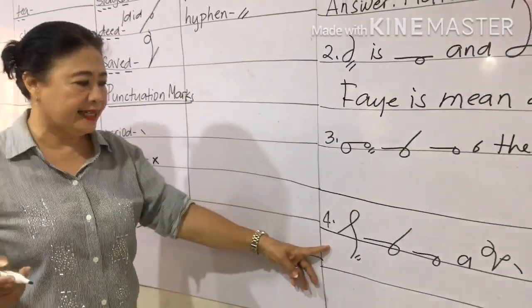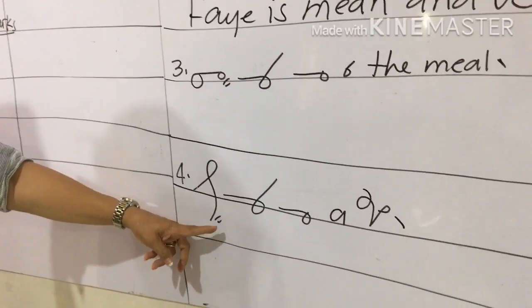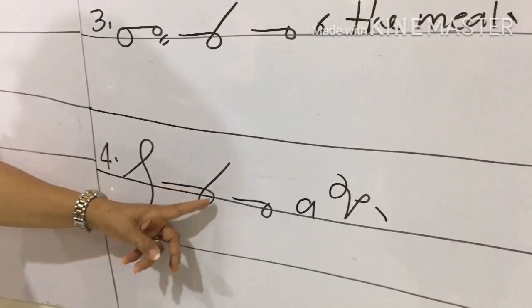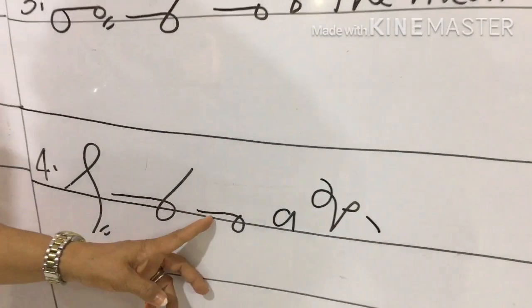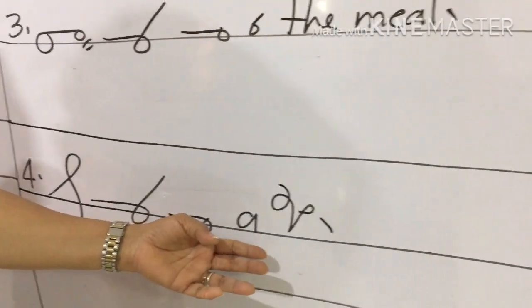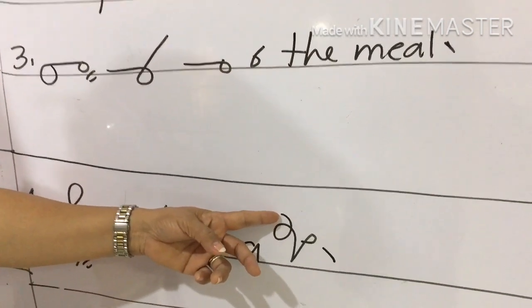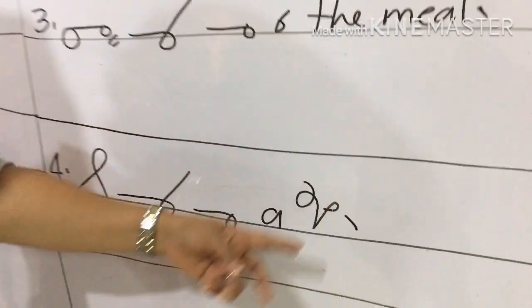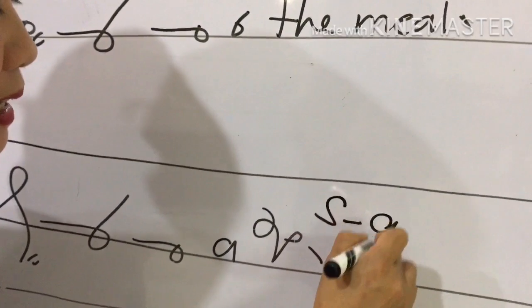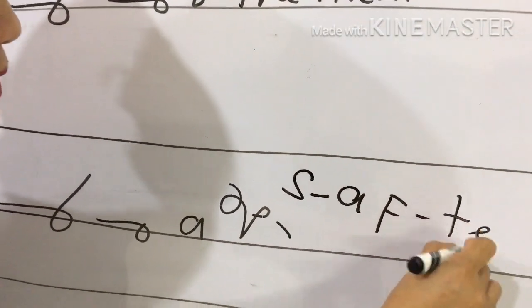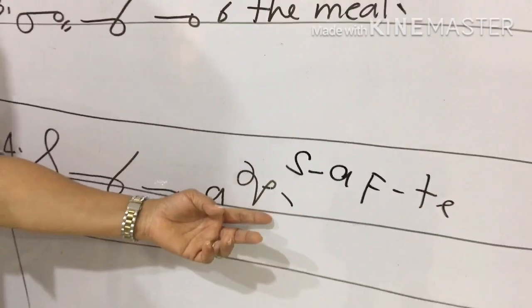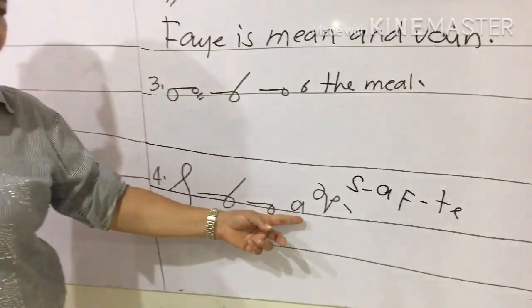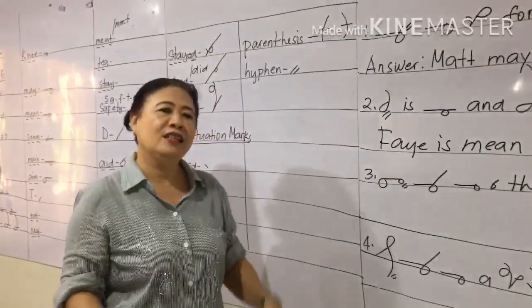Next, the last sentence. D, A, V plus punctuation is the name of a person. So Dave. M, A, D, made. M, E, me. Then S, A, F, T, and E. What is the word? So we have S, A, F, T. What is the correct spelling? So safety. So let us try to read. Dave made me safety.